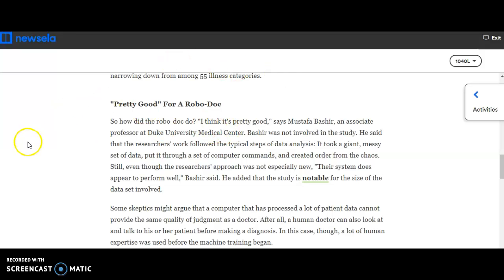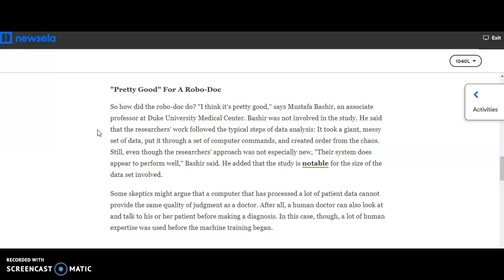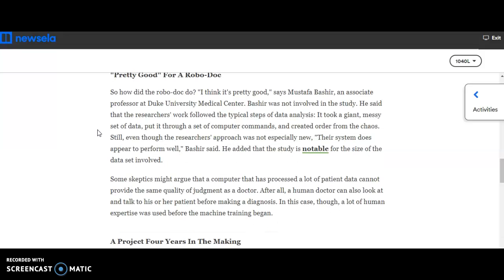So another subheading, "Pretty good for a robo-doc." So how did the robo-doc do? "I think it's pretty good," said Mustafa Bashir, an associate professor at Duke University Medical Center. Yay, North Carolina. Bashir was not involved in the study.